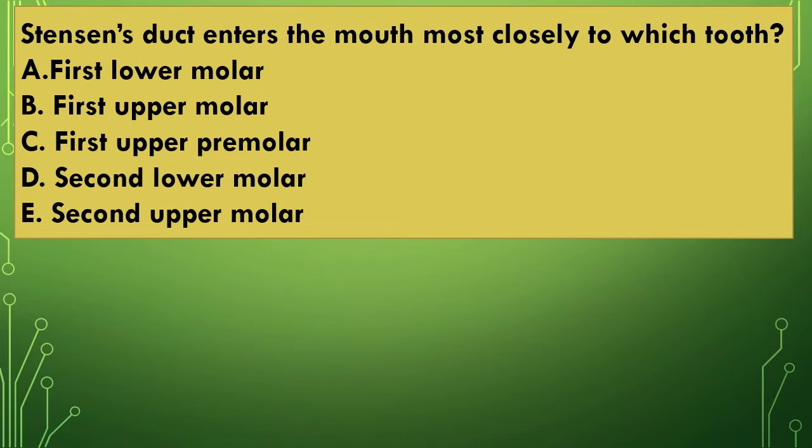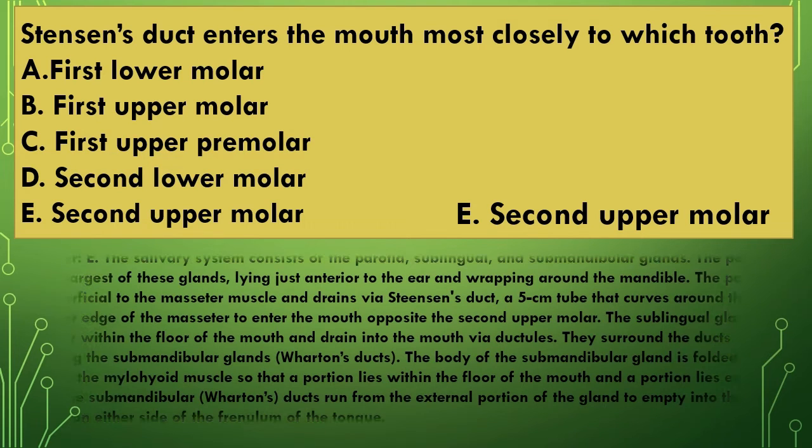Stenson's duct enters the mouth most closely to which tooth? A. First lower molar. B. First upper molar. C. First upper premolar. D. Second lower molar. E. Second upper molar. Answer is E. Second upper molar.